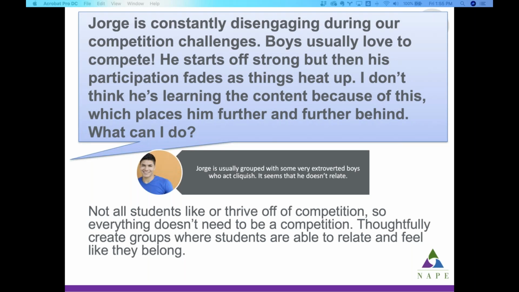So again, what we're looking at here is we're seeing a deficit perspective view, and then we're offering an asset perspective response. All right, does that make sense?